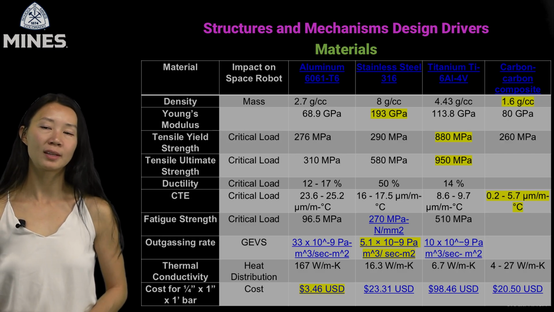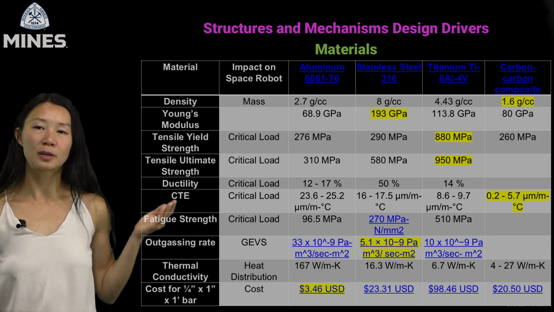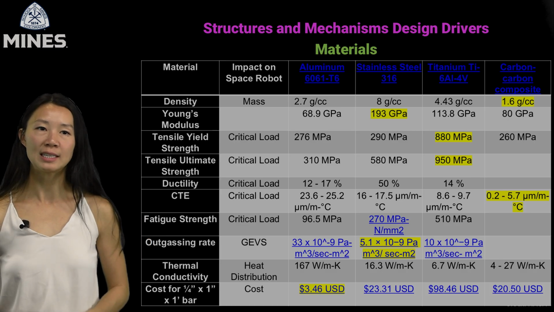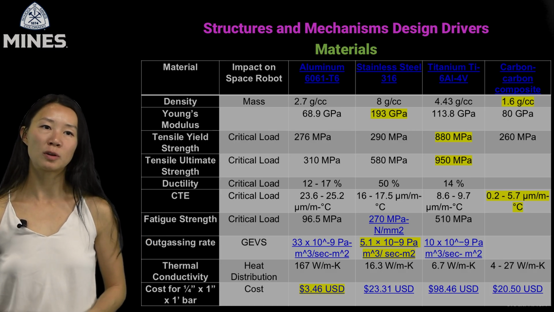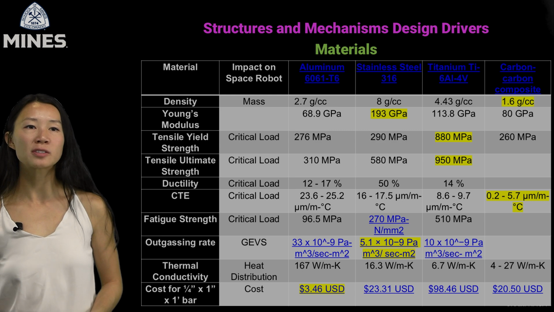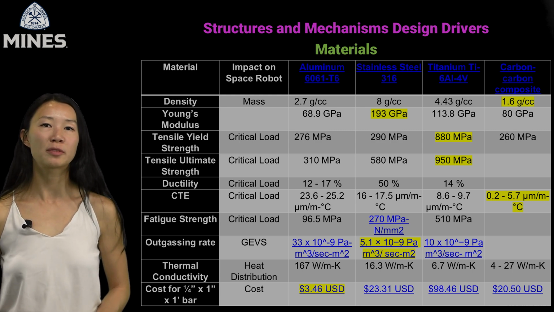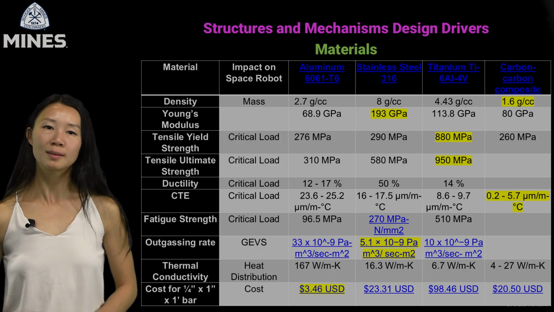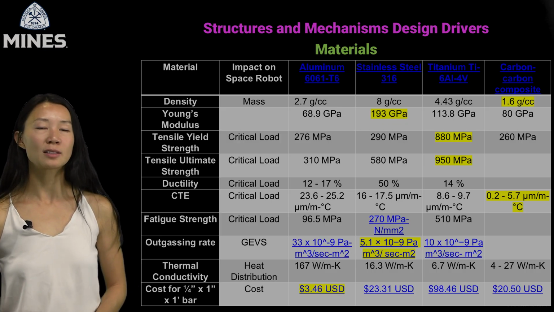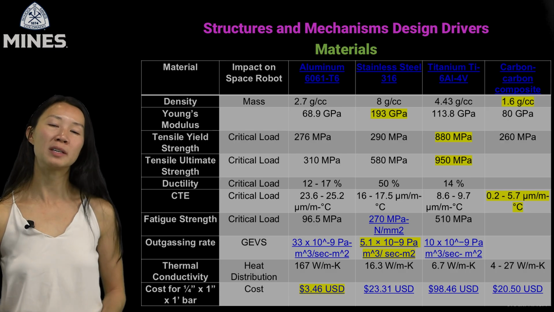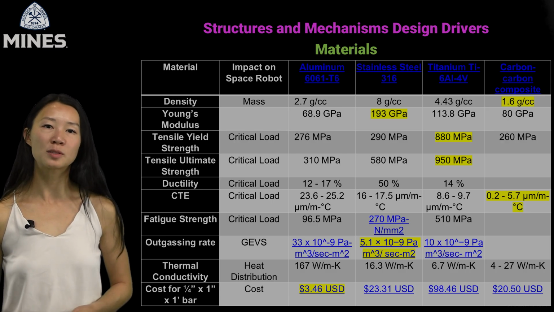Thermal expansion, or coefficient of thermal expansion, CTE, describes how much a material grows with temperature, which matters for tight tolerance structures. Low CTE reduces stress from thermal cycles. Carbon-carbon composites have the lowest CTE, as low as 0.2 micrometers per meter Celsius, which is why they're used in precision instruments and thermal shielding.